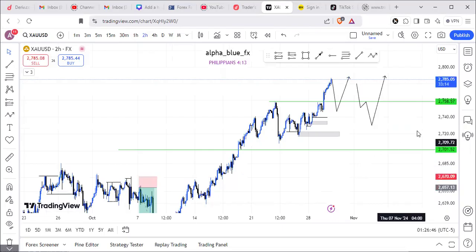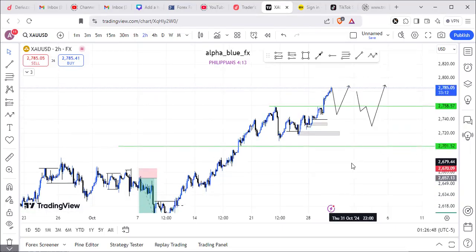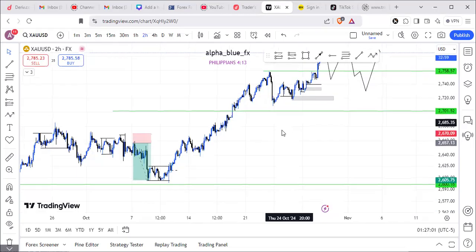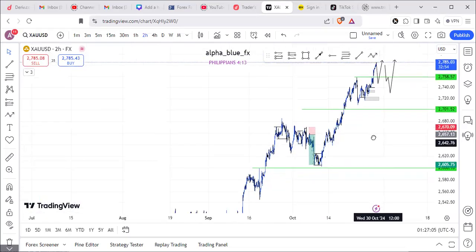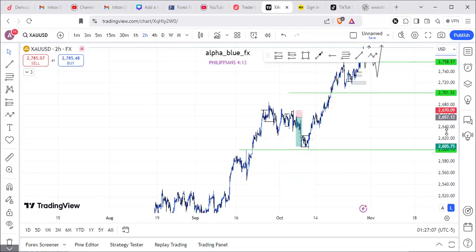Then the next thing is also the Middle East tension. That's the crisis going on in the Middle East between Israel and Hamas and all of that, you know. So that is also one of the reasons why you see that gold has been buying for a very long period of time, because investors are just storing their money in gold.